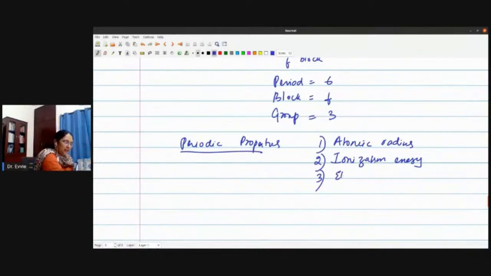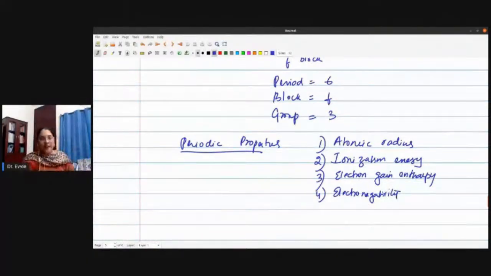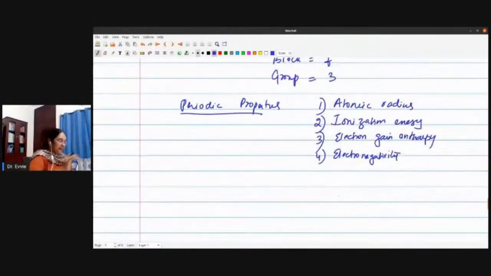After ionization energy, we will be studying the electron gain enthalpy: the energy required to add an electron. And the fourth one, we will be studying the electronegativity. All this in detail. But today, I don't think we can finish, because this needs another 3 classes. So today, let me just tell you about the atomic radius.